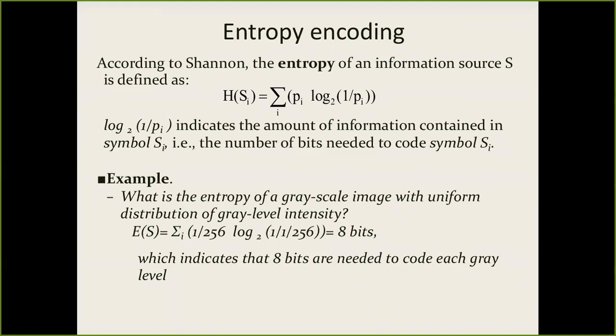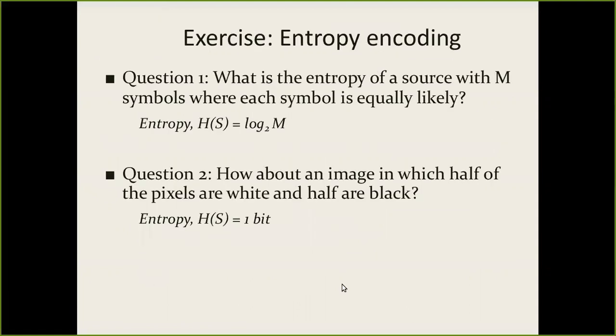What if the image is a monochrome image? We have only 2 colors, and the probability of occurrence of every color is 1 over 2. And if you calculate, you will get 1 bit as the information content and entropy.